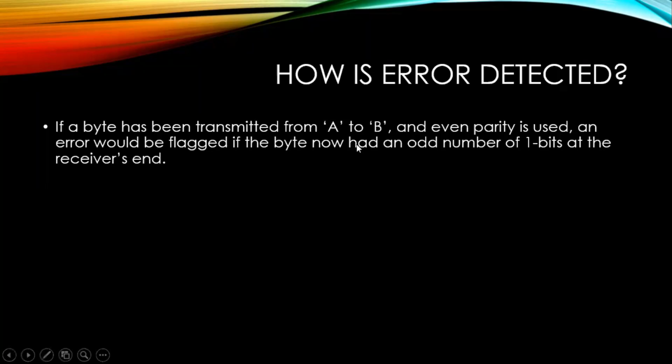So let's see how an error is normally detected at the receiving end. If a byte has been transmitted from A to B and even parity is used, an error would be flagged if the byte has an odd number of one bits at the receiver's end, like I've said earlier.